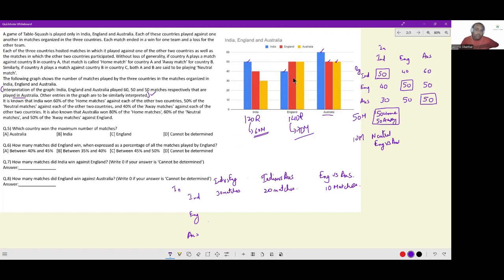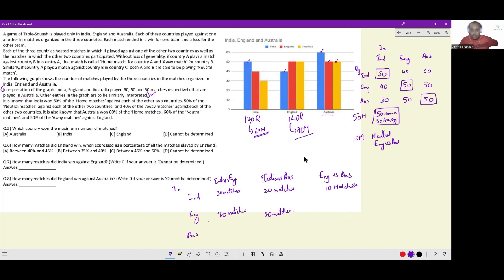Who is playing those 20 extra matches? Of course, India and Australia. They are playing 20 matches here. India played a total of 40 matches in England. 20 of them were against Australia. So 20 matches will be against England.